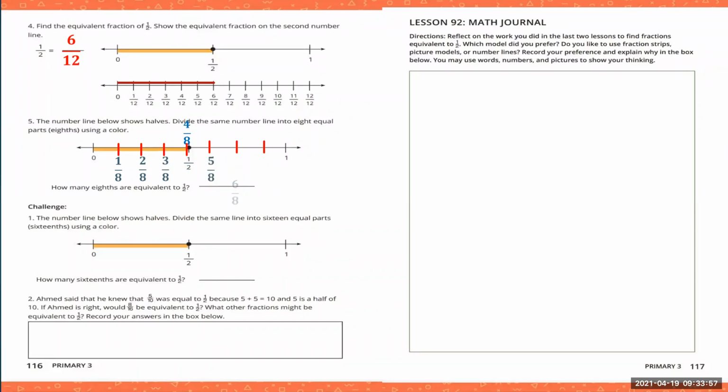I don't want you to write all of these. This is just for explanation for you, okay? So now I want you to write just 4 over 8. So half equals 4 over 8.